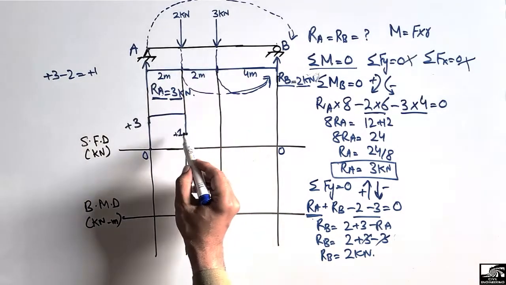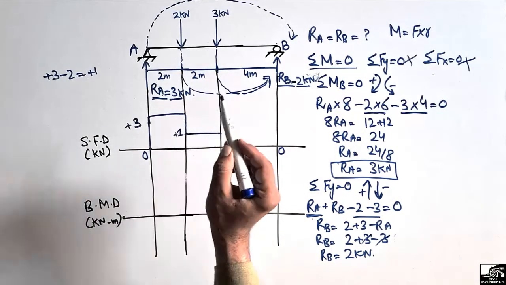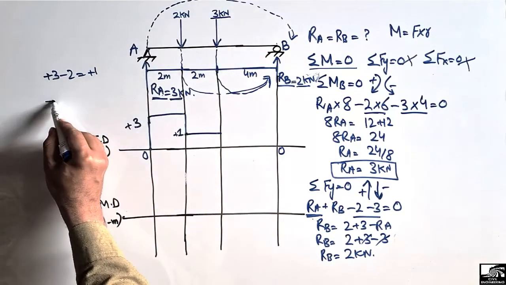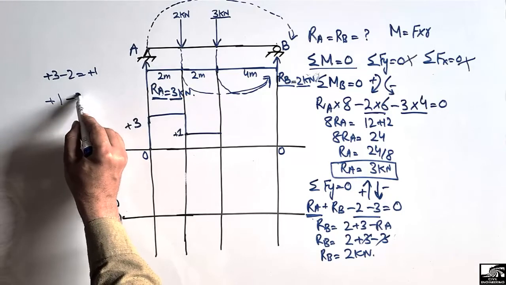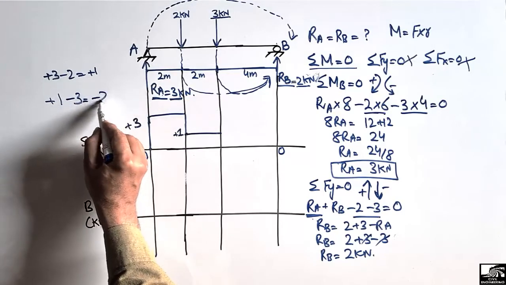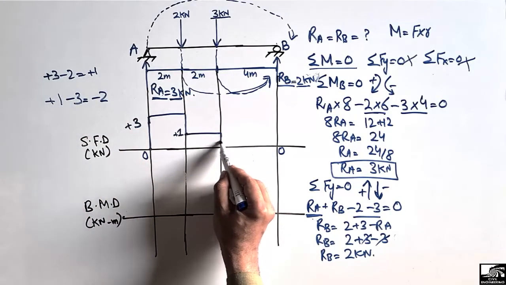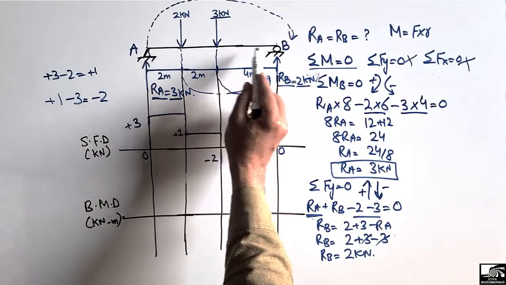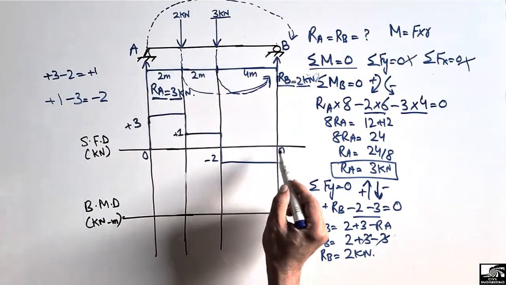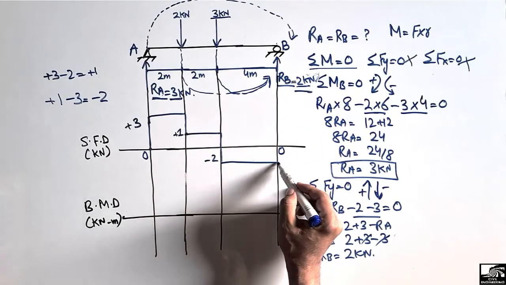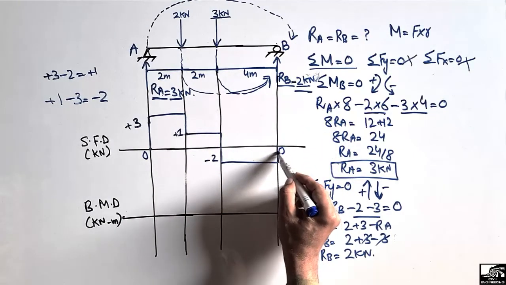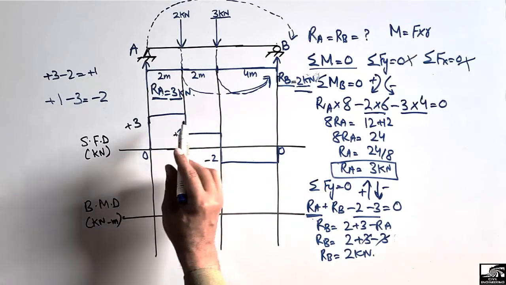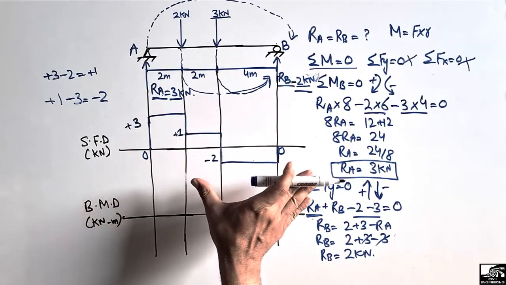Now there is no load again on the beam, so it will be a straight line, and there is again a downward load of 3 kilonewton. So it was plus 1. Now it is minus 3, it is downward, so we got minus 2. So I will bring this up to minus 2. Now there is no load acting on the beam, so it will be a straight line, and then there is a load of 2 kilonewton acting upward, so it will be again in the upward direction, so minus 2 and plus 2 will become 0. So this is the shear force diagram for this simply supported beam.